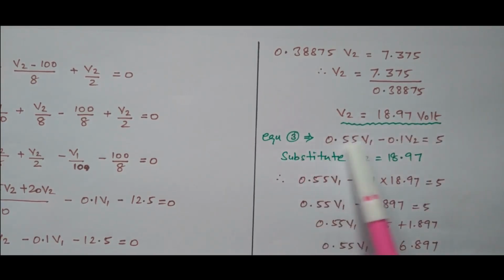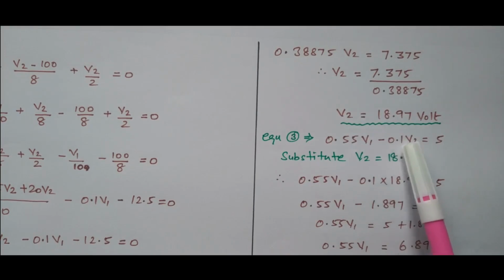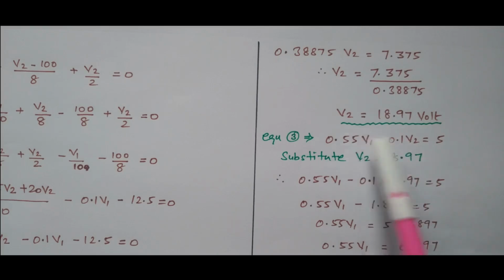Now we'll consider this third equation. In this, if we substitute V2, we can easily find V1. So V2 is calculated. Now consider the third equation. In that we are substituting V2 equal to 18.97 V. So 0.55 V1 minus 0.1 into 18.97 equal to 5.